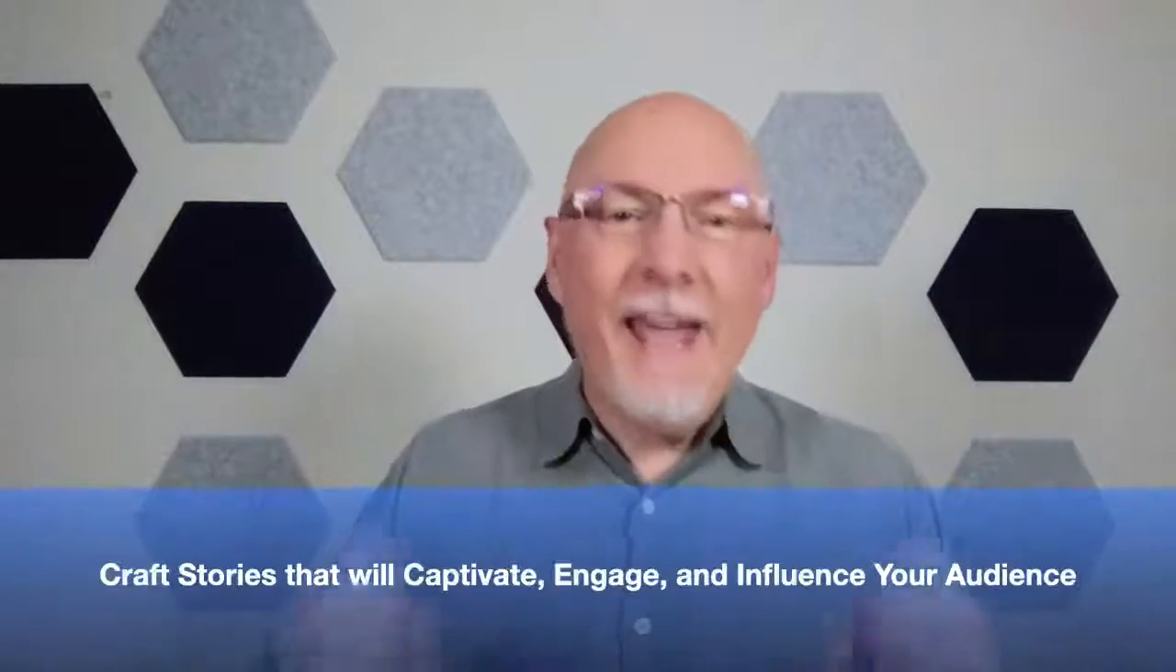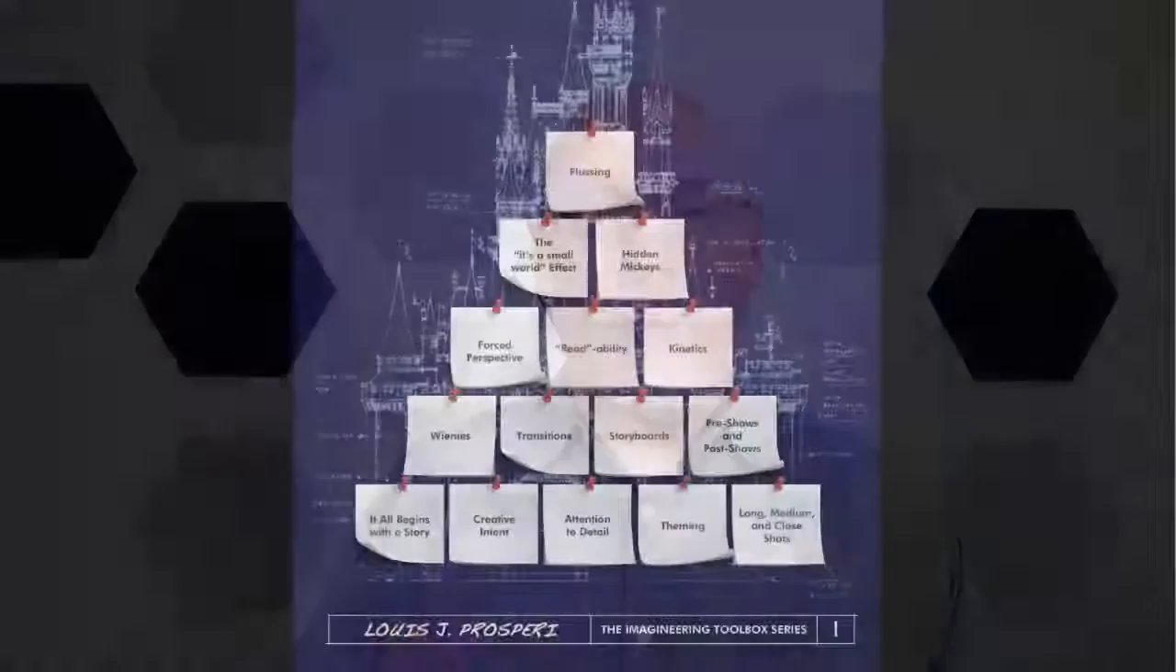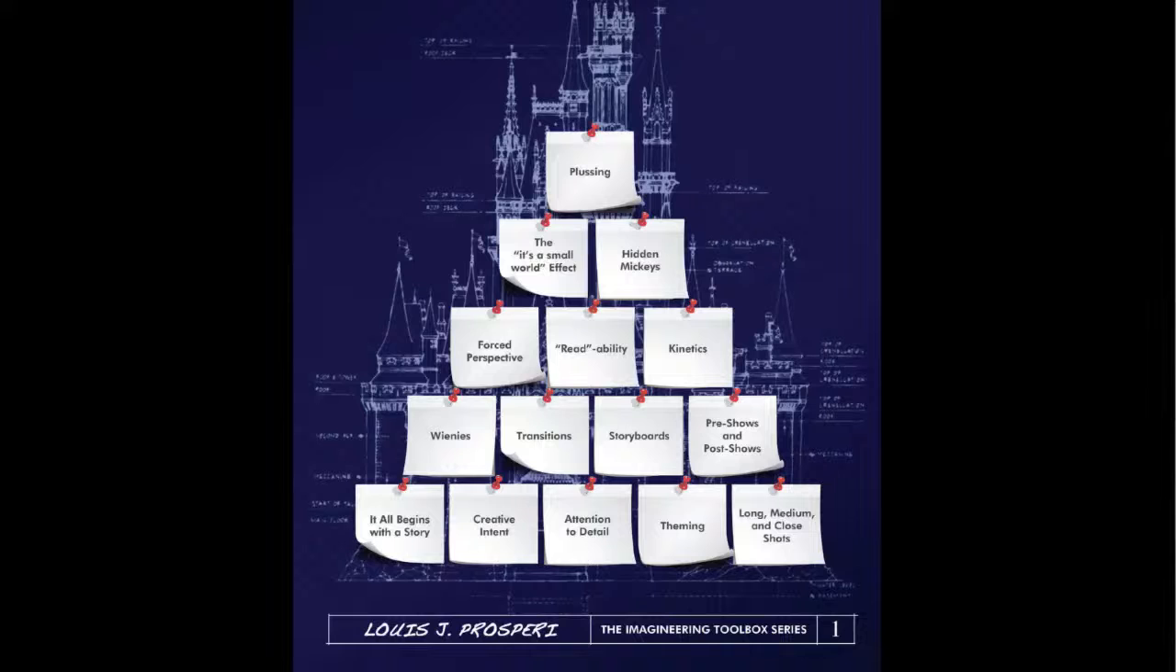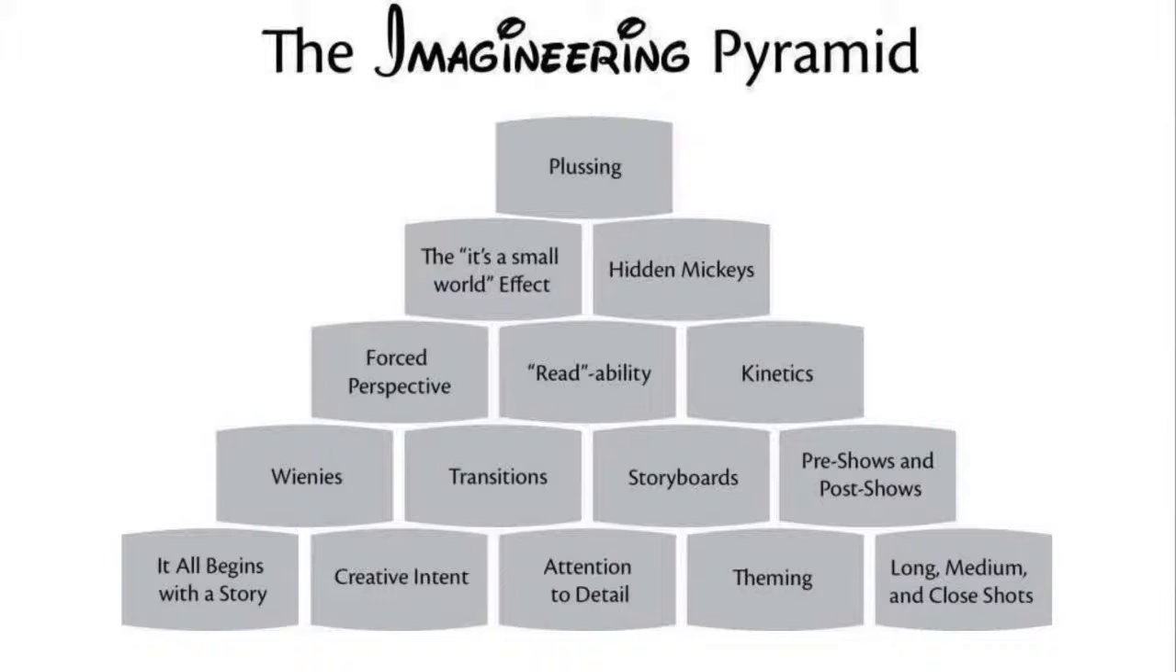Today we are going to talk about what we always talk about, and that is how to craft a story that captivates, engages, and influences your audience. But today we do it with a little bit of a different twist because we're going to borrow from a book. Louis Prosperi wrote The Imagineering Pyramid. A little closer look at what this pyramid looks like, you notice that in the word Imagineering, it's very Disney-esque. It's because he studied the way Disney created story in theme parks. That's right, in theme parks.